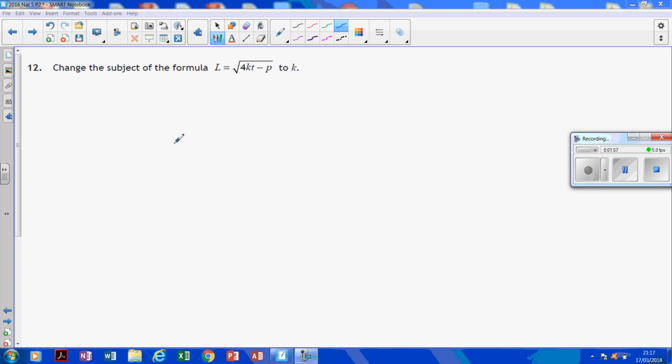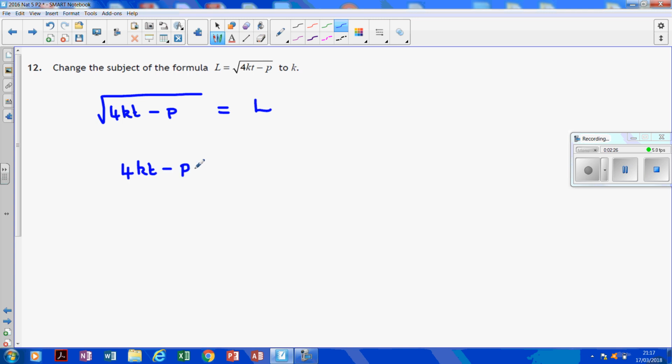For this one we want to change the subject of the formula to K. Now I'm going to read it round the other way. So we've got L equals the square root of 4KT minus P. Now everything is stuck under that square root sign. The K is under there, so the first thing I've got to do is get rid of that square root sign, and the opposite of a square root is to square both sides. So when I square that side I get 4KT minus P, and the other side squared is L squared.